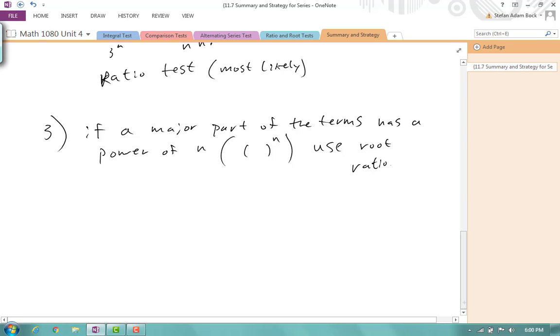If you have something to the n and you start with the ratio test and you get tired of the work, maybe look at the root test. If you start with the root test and you get stuck with the limit, maybe try the ratio test instead and just power through it. If there is a -1 to the n in some form, then we're probably going to use the alternating series test.